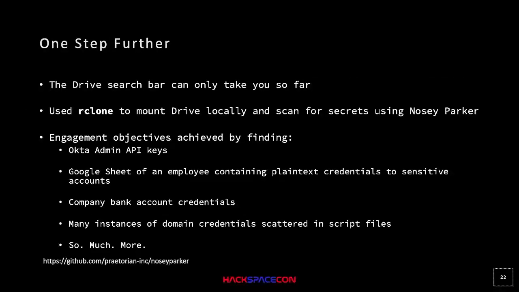The Drive search bar can only take you so far. It can't look through script files, and we noticed a large number of bat files that were uploaded to Google Drive, and we couldn't search the contents of those because the Drive search bar wouldn't let us. So we opted to use rclone to mount the drive locally. I didn't know you could do this before, but you can actually mount your Google Drive locally and then scan it for secrets using a secret scanner.